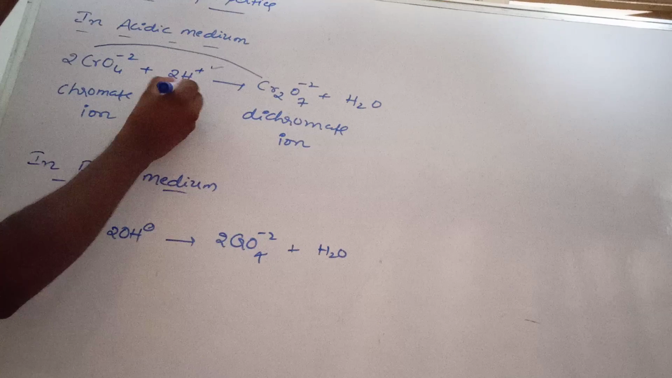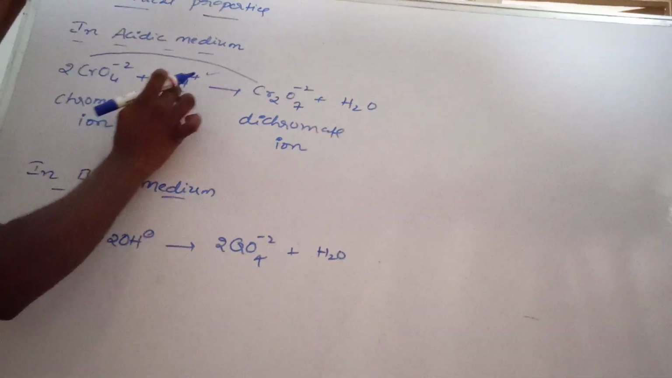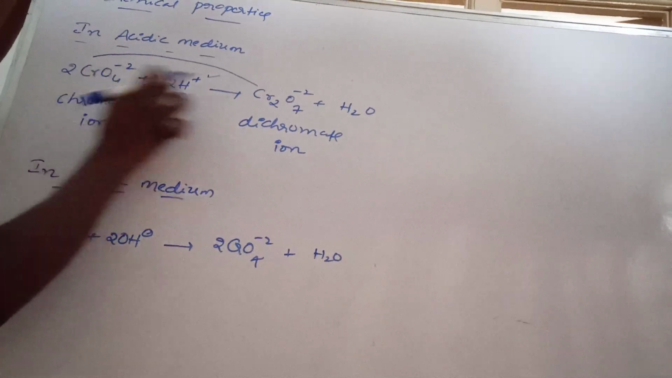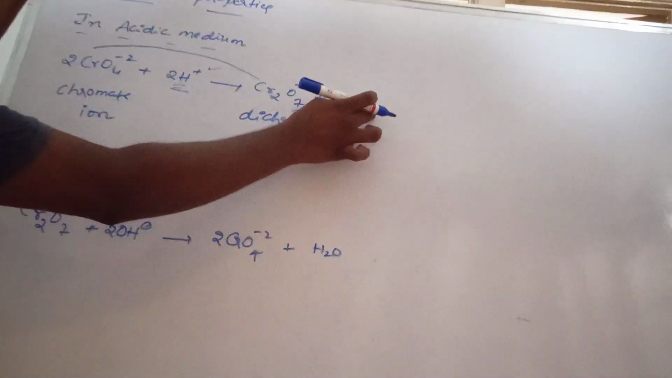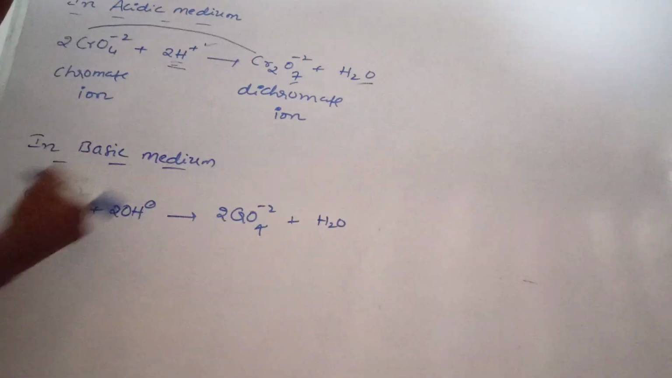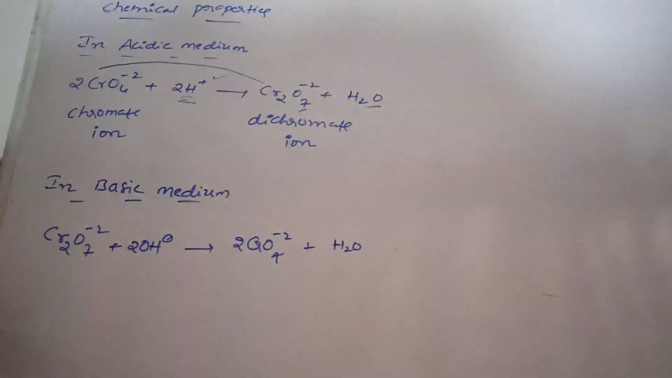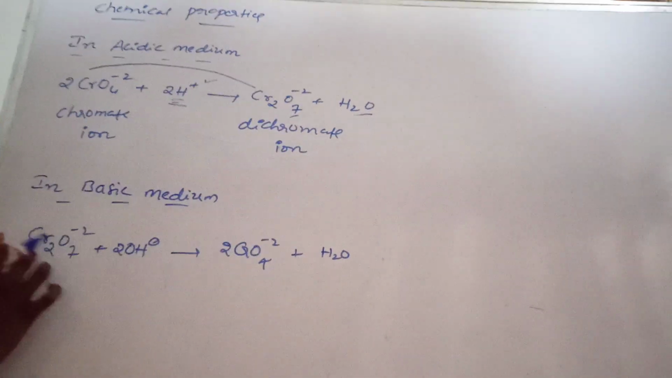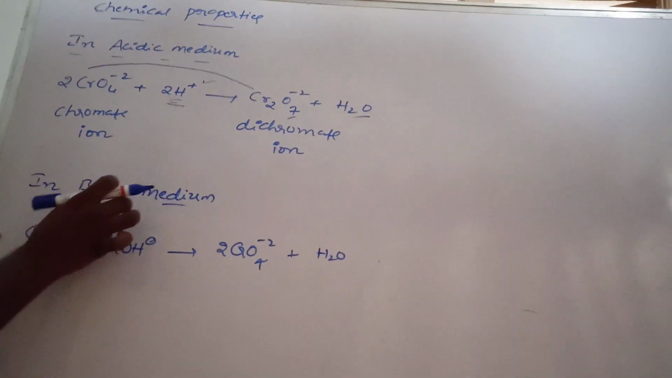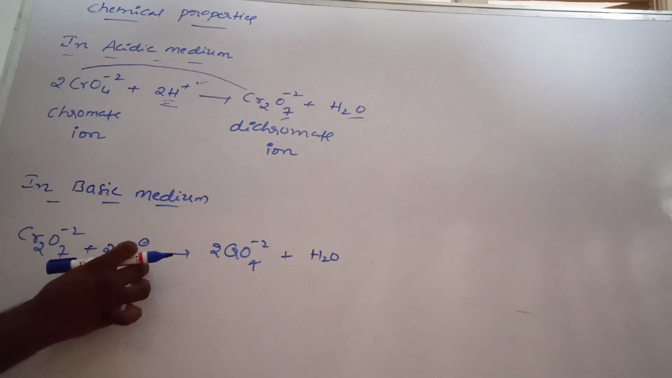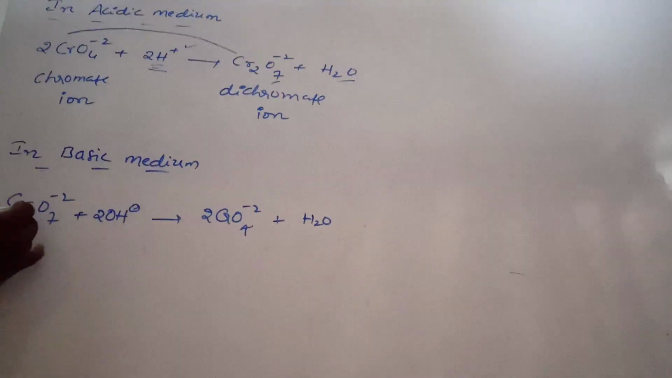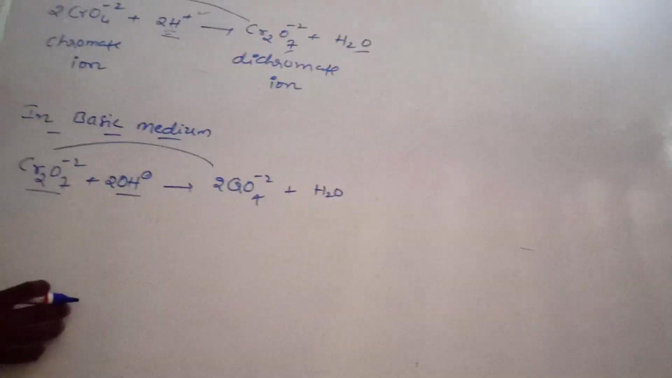Here how many hydrogens are there? 2 hydrogens. 2 hydrogens are converted to water. Here 1 oxygen. 2 4s are 8 oxygens, but here 7 oxygens, so 1 oxygen combined with the hydrogen in the form of water in acidic medium. Next, basic medium means reversible, you have to imagine. Cr2O7 power -2. In basic medium I said OH minus, very very important. Basic medium means reversible, you have to consider.